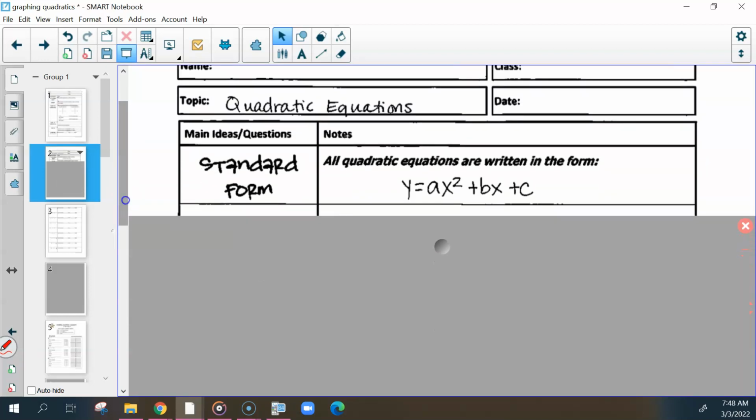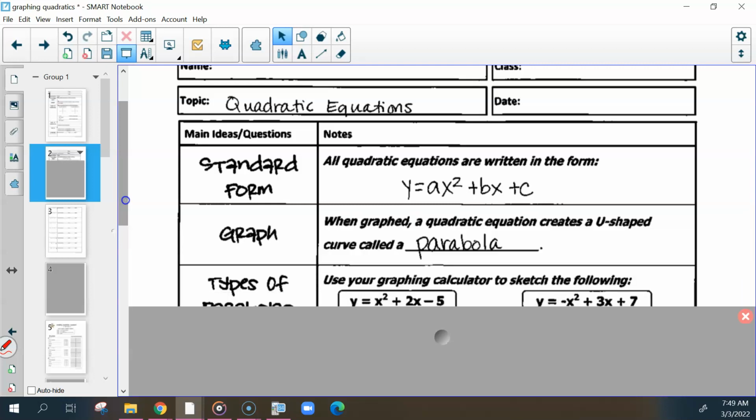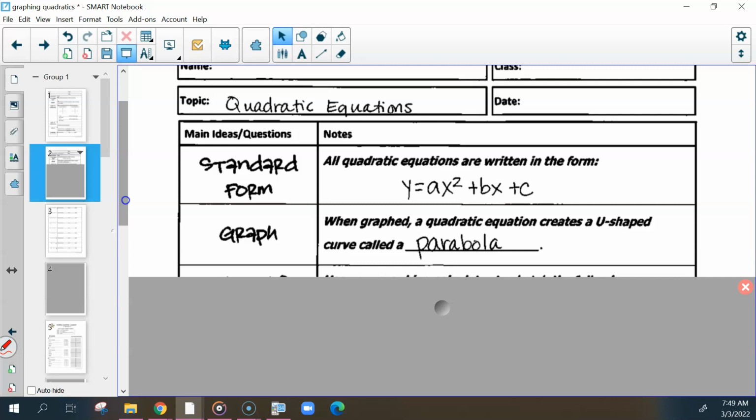First, all of our quadratic equations are written in the form y equals ax squared plus bx plus c. So it's like the trinomials we were factoring before. When we graph these quadratics, they make a U-shaped curve. This U-shaped curve is called a parabola. So when you hear the word parabola, U-shaped, quadratic, all of those things go together.